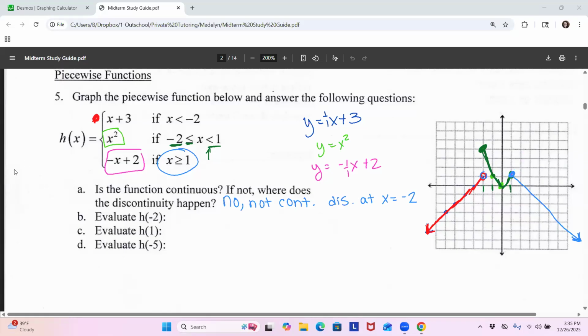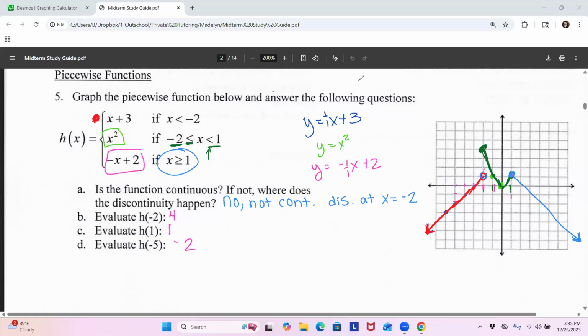Evaluate h of -2. So come on your x to -2 and find the solid dot. So that's up 1, 2, 3, 4. Evaluate h of 1. So come to 1 on your x, find the solid dot, which is up 1. And h of -5. So 1, 2, 3, 4, 5. Find your dot, 1, 2. Down 2. And there we go.